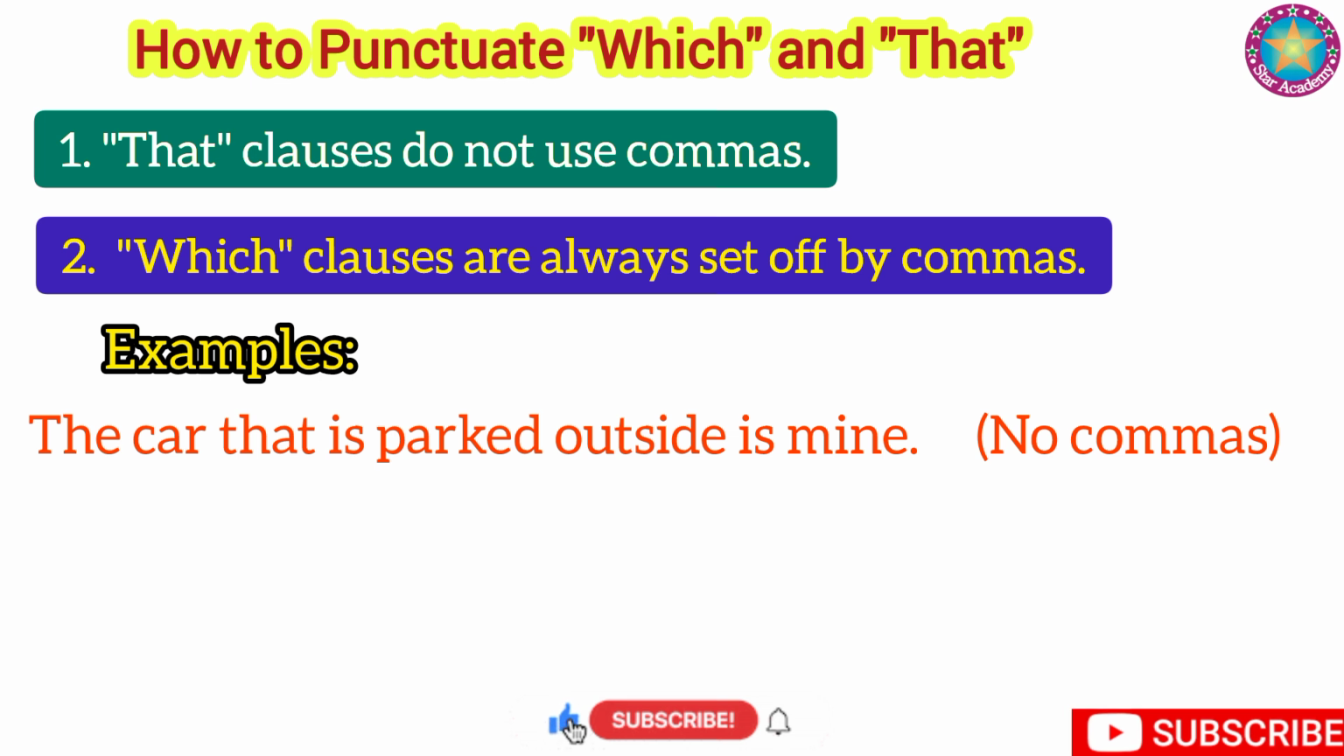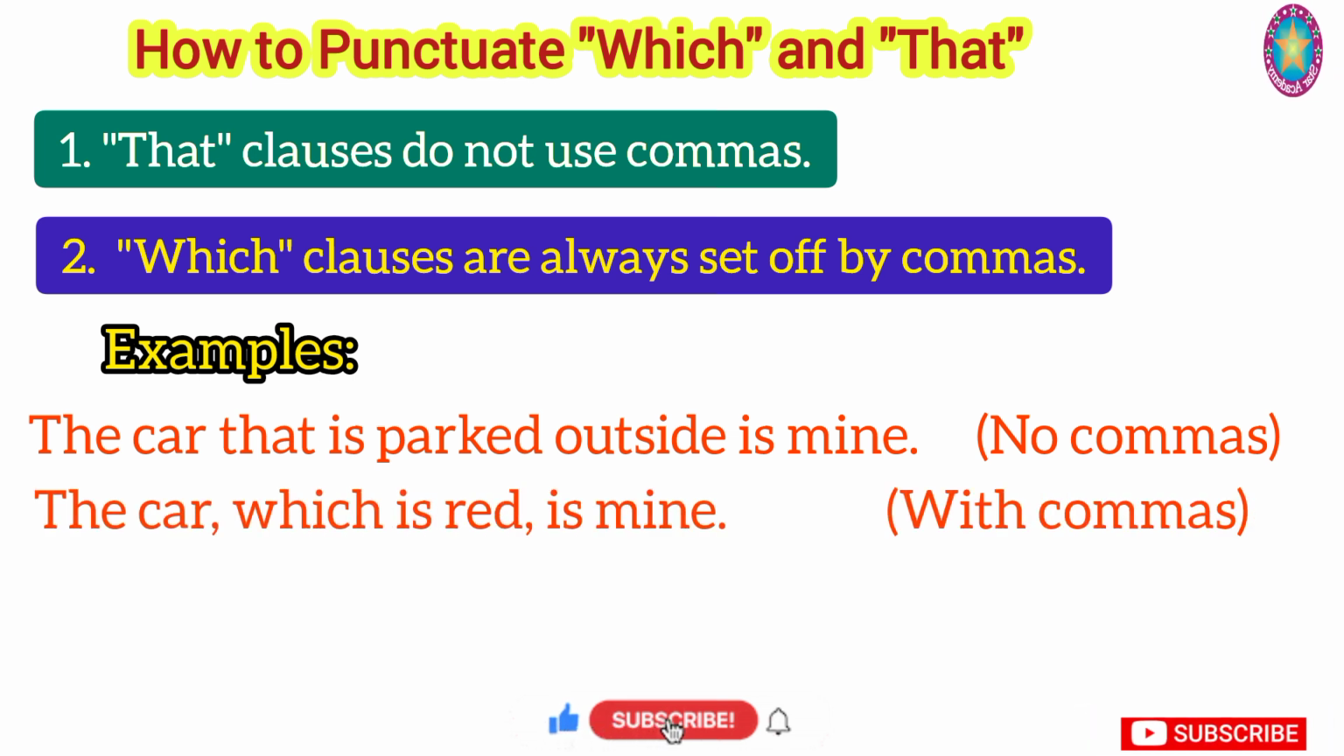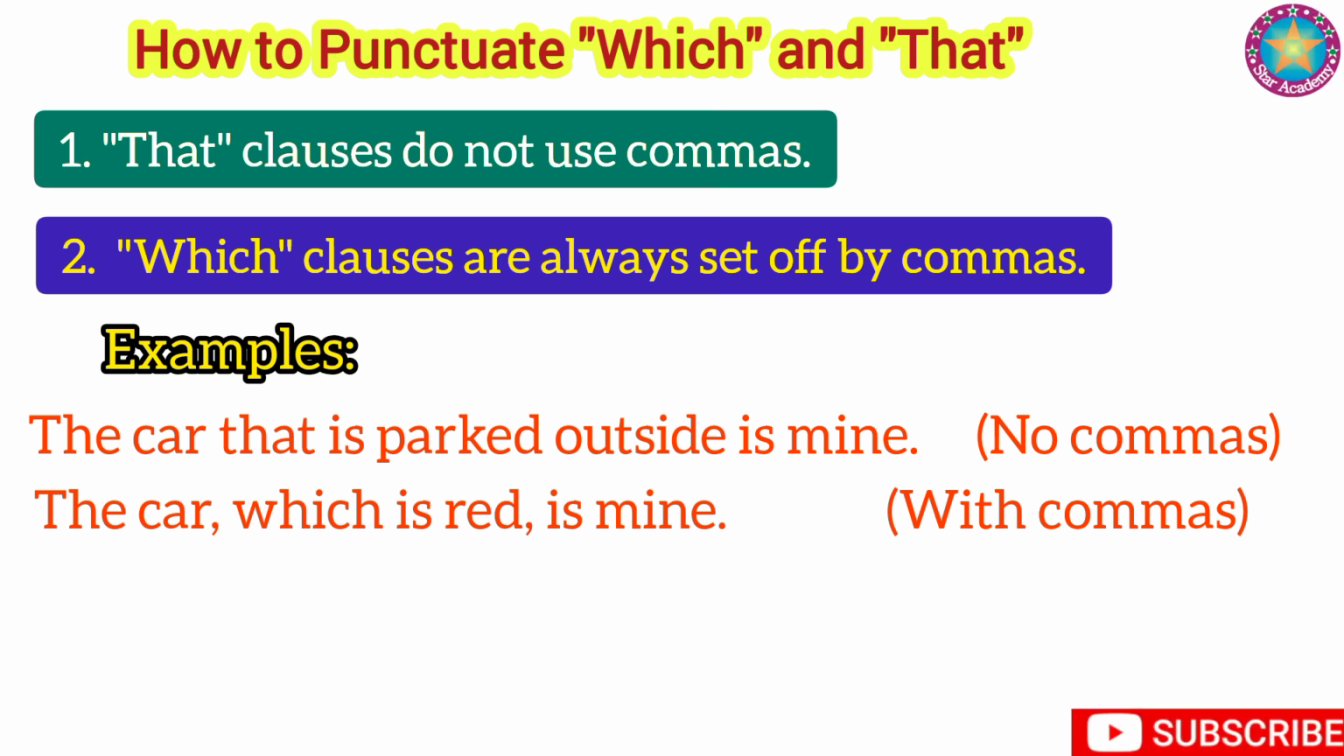In the next sentence, the car, which is red, is mine. Here, the phrase, which is red, is just extra information. We already know which car is being referred to. And the color is just an added detail. This means the information is not crucial for understanding the sentence, so we set it off with commas around which. The following examples will make it easier to understand.